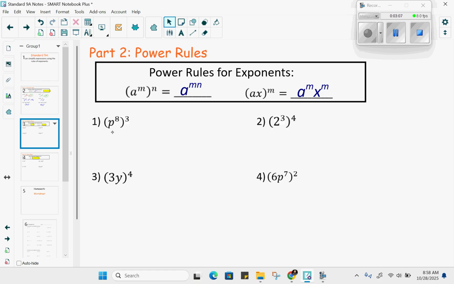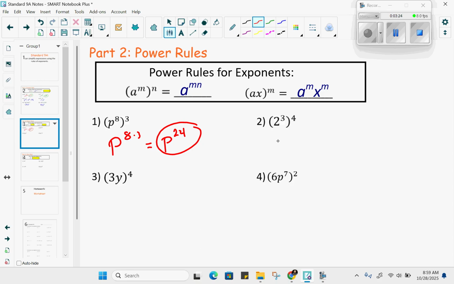Here's a first example. P to the 8th raised to the 3rd power. We're going to write P, and then I'm going to do 8 times 3, P to the 24th. Here's 2 to the 3 raised to the 4th, 3 times 4, which is really 2 to the 12th, and that's going to make 4,096. Here's a second example.